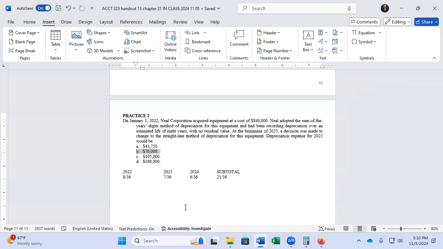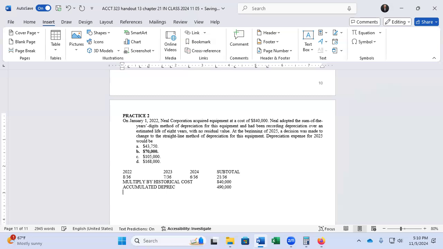Okay, so I'll give you the answer first to see how close you got. The answer is B, 70,000. So the way we do this again is we total it up. We take the subtotal and multiply by historical cost, or the adjusted cost. This is 840,000. So accumulated depreciation is 490,000.